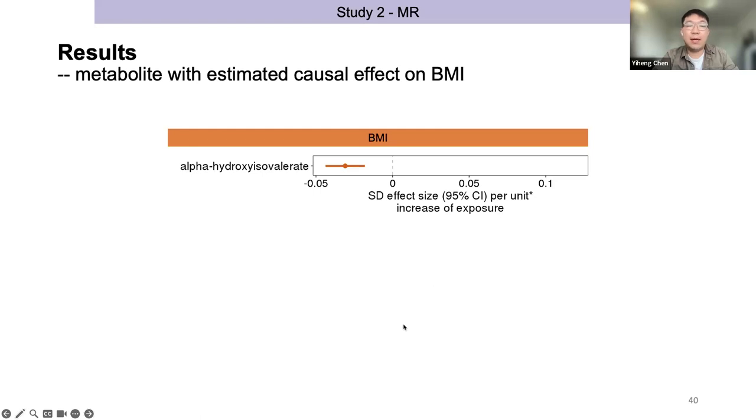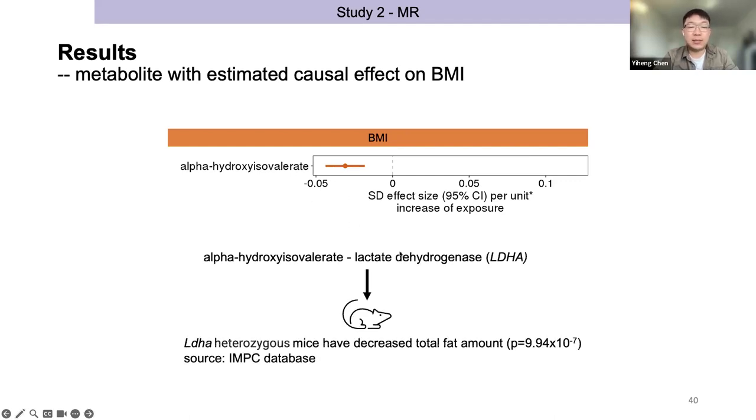Another example is alpha-hydroxyisovalerate. From the MR, we found that an increasing genetically predicted level of this metabolite is associated with decreased BMI. And interestingly, we found the effector gene for this variant-metabolite association is lactate dehydrogenase, LDHA.